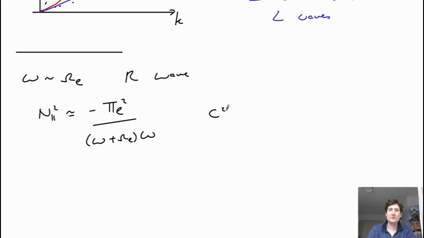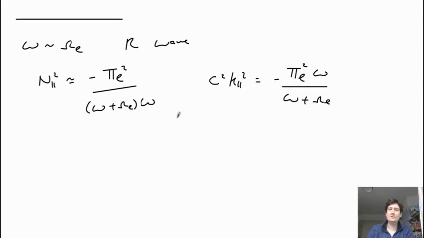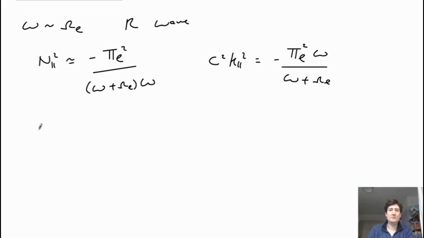And so we have that c squared k parallel squared is just minus, now we have a pi e squared omega over omega e like this, so just a factor of omega e over omega here becomes this omega, and multiply through by omega squared. And now we do the same thing as before, we just differentiate this with respect to omega, and then rearrange it a little bit, and I'll write this out.